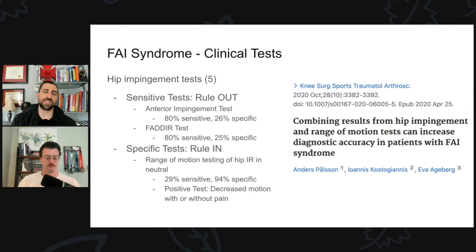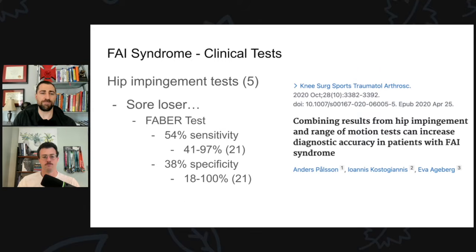One very specific test they mentioned in this study was range of motion testing of hip internal rotation in neutral. So essentially, you have a patient lay on their belly, knees together, knees bent to 90, then go to maximal internal rotation. And this had a 29% sensitivity, so terrible sensitivity, but a 94% specificity. And essentially, a positive special test was decreased motion with or without pain. So this is an interesting one. So people lay on their belly, check the range of motion, and if it's very limited on one side, that's a good sign they actually do have a labral tear within the hip. So kind of a cool one. I've been using this over the course of time. I think it's a pretty good one, right?